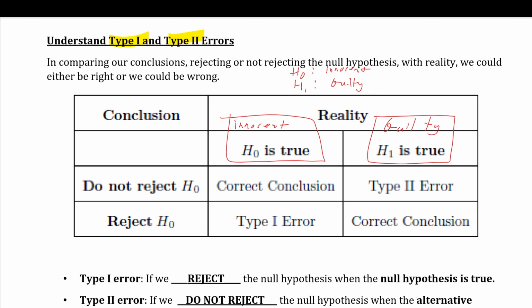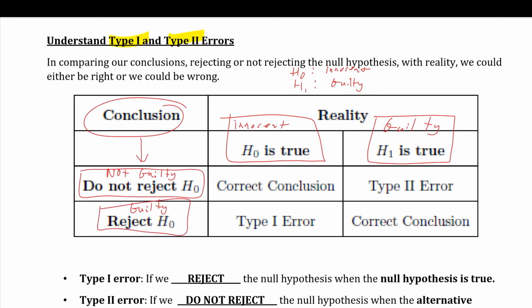In reality, you're either innocent or guilty, right? But what happens? Well, we make some sort of conclusion based on the evidence. If we do not reject the null hypothesis, then that's the same as saying not guilty. And if we reject the null hypothesis, meaning we reject that they're innocent, that means we had some sort of evidence to suggest that this person was guilty. Those are the conclusions. These conclusions can be these things here. So that's what that means.